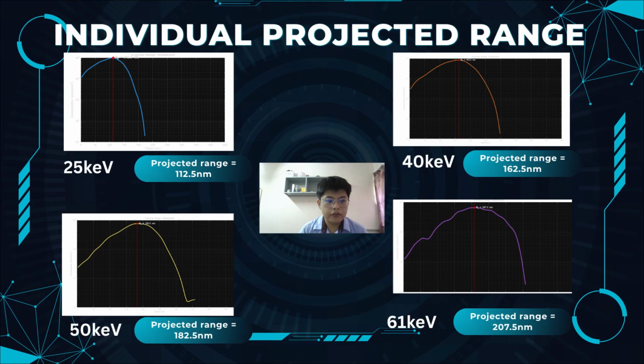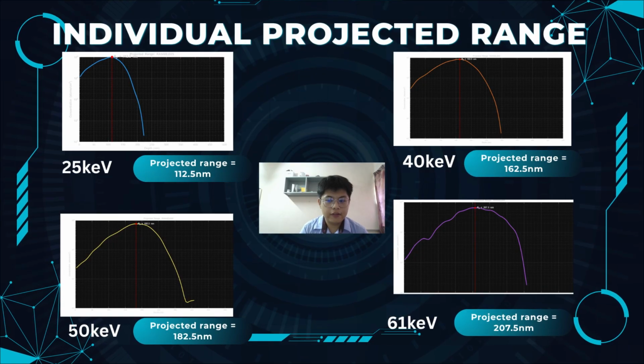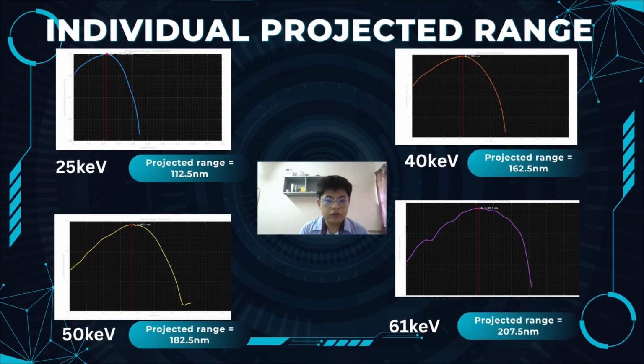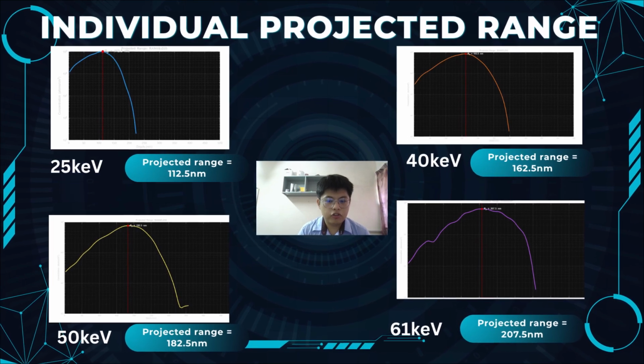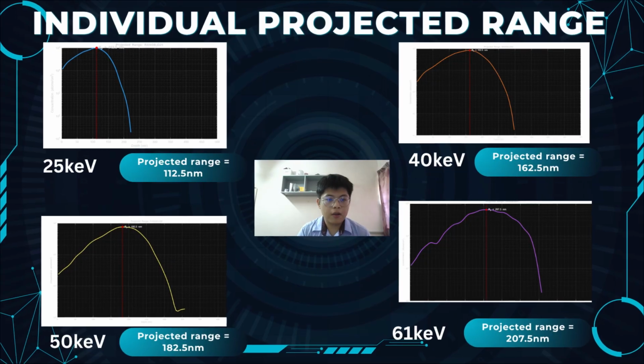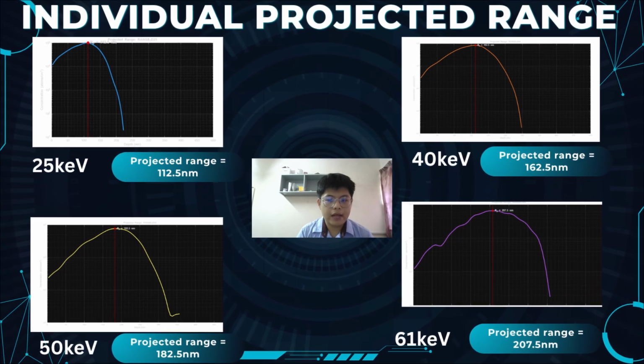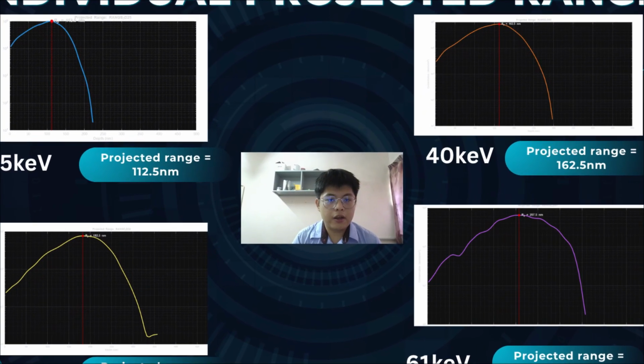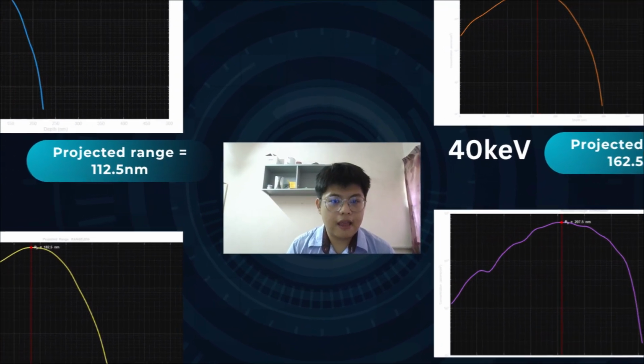And finally, we are going to use 61 keV, where the projected range is around 207. We are going to use this set of energies because we need to cover the projected range from 100 until 250 nanometers in order to create a uniform concentration in this area.